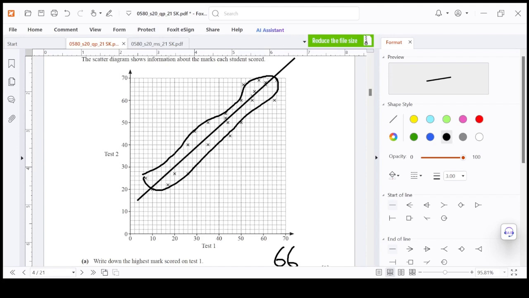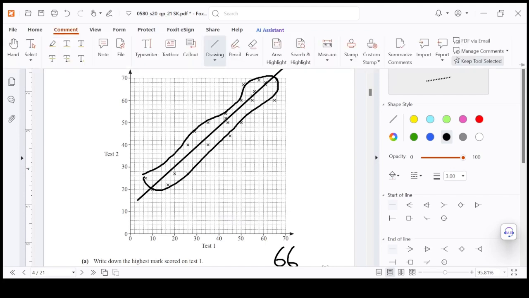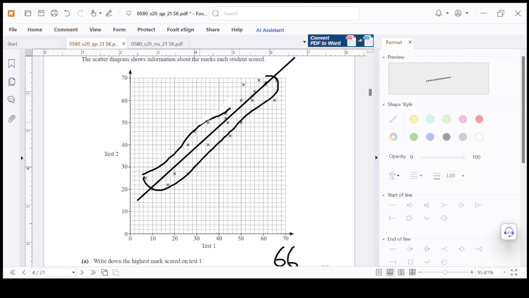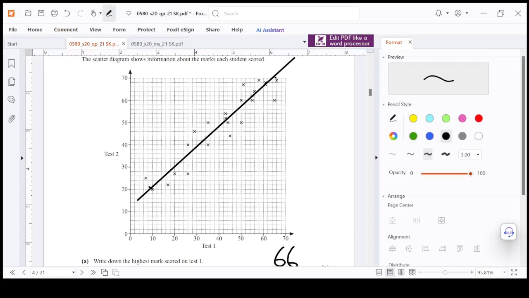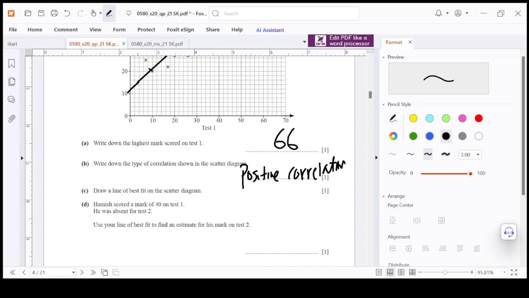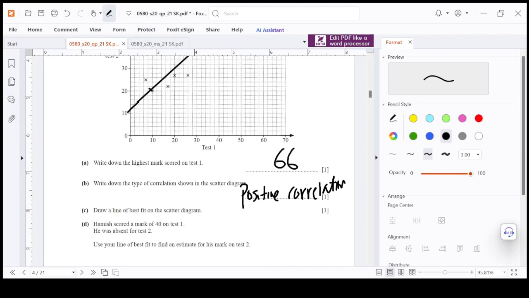This looks like an appropriate line of best fit. It needs to pass through the center of the data approximately, and it needs to cut as many points as possible. And also it needs to have roughly the same number of crosses on either side. You make sure that you extend it throughout the graph. So it gets extended like this. Okay, line of best fit drawn. Hamish scored a mark of 40 on test 1.